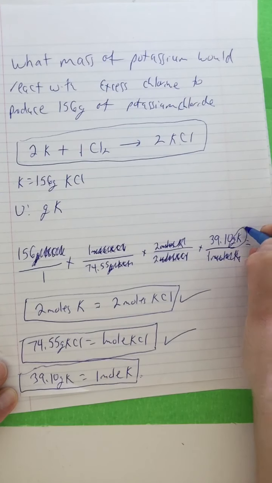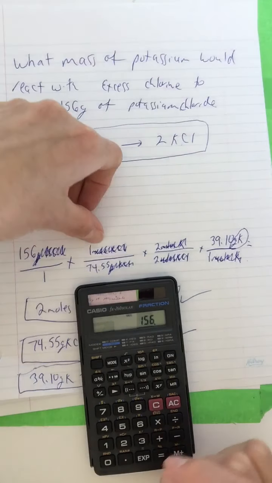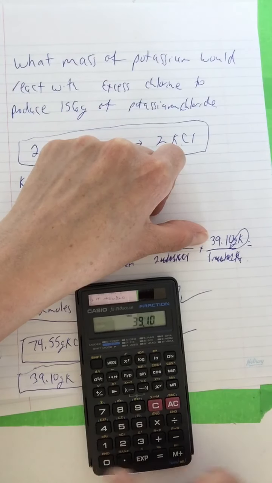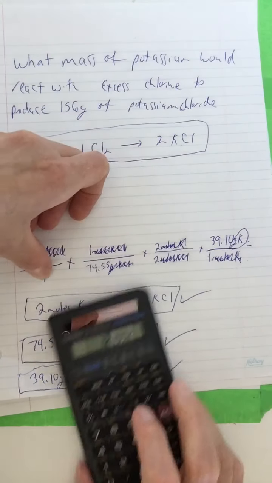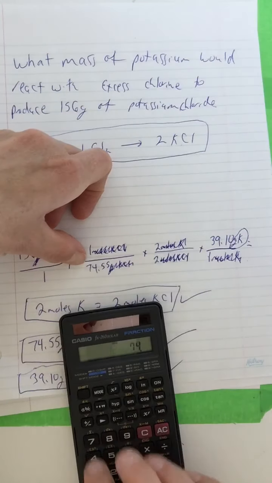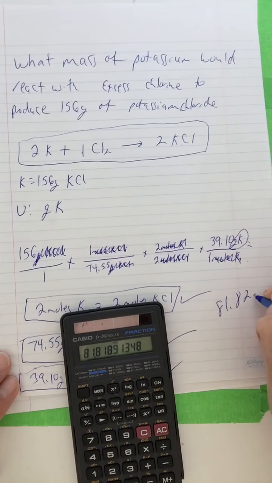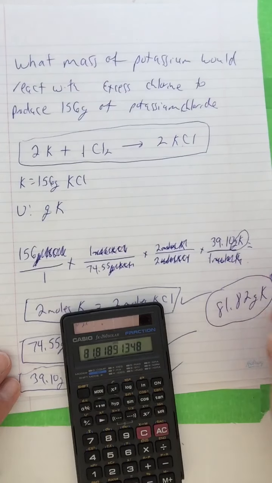I let the units tell the story. The units direct me when to use what, who goes on the top and who goes on the bottom bunk. It's different for every question. Now I just have to do the math. So let's do the math. 156 times 1, which I'm going to skip, times 2 times 39.10 equals, divided by 74.55 equals, divided by 2 equals 81.82 grams of potassium. That's our answer.